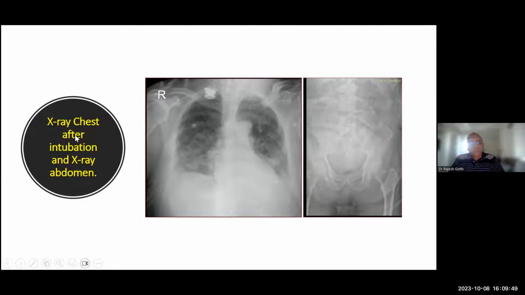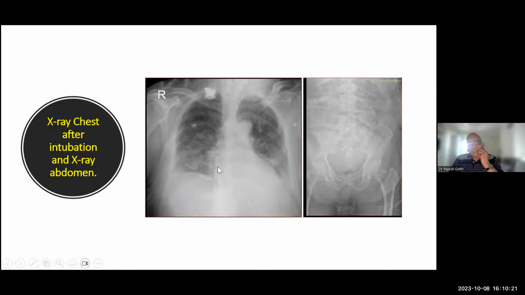An X-ray chest was done after intubation, as well as an X-ray abdomen. Now the chest X-ray shows haziness in both lung fields, and in the abdominal X-ray, you will see that there are dilated bowel loops. Now, if you are talking about a patient of dengue fever, you can expect findings in the abdomen as well as in the chest. They are generally due to fluid overload. They are generally due to serositis. But in a serositis, why should the bowel loops dilate? That was a rather unusual finding.